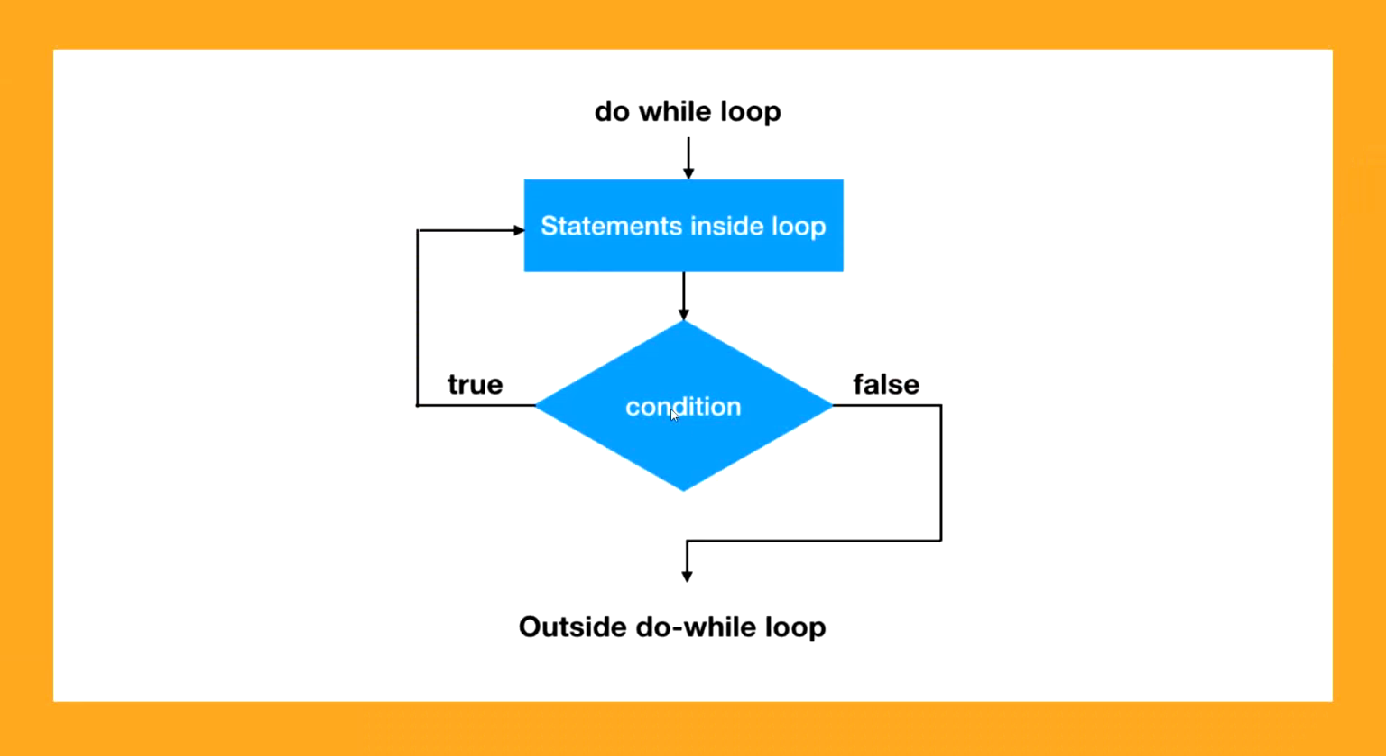Now we'll look at the flow chart. The statement inside the loop, this is the condition here. If the condition is true, the statement inside the loop will get executed, and if it is false, it is going to go outside the loop.